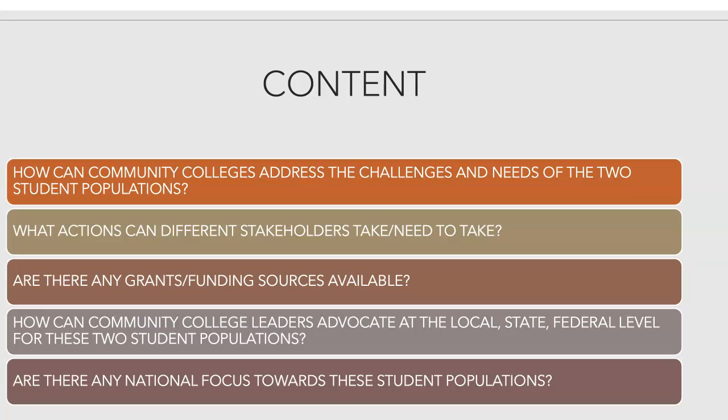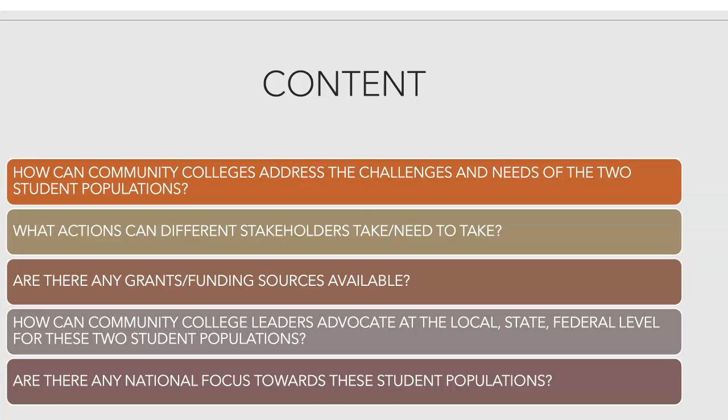What actions can various stakeholders at the college, beyond the college, at the federal and local level take? Even what can community leaders do? How can everybody advocate for the success of these two student populations you have chosen? What can they do? Concrete steps that they can take.